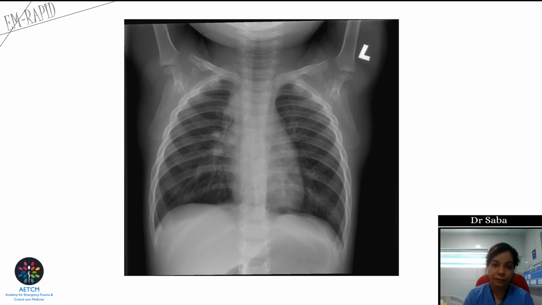Now, if we do obtain one, this is all that you will find on a chest x-ray. You don't find any consolidation patches or anything. It is majorly a hyperinflated chest x-ray because of air trapping, and increased bronchovascular markings can be seen because of inflammation. Otherwise, chest radiograph might not show any features that are typical or specific for bronchiolitis.